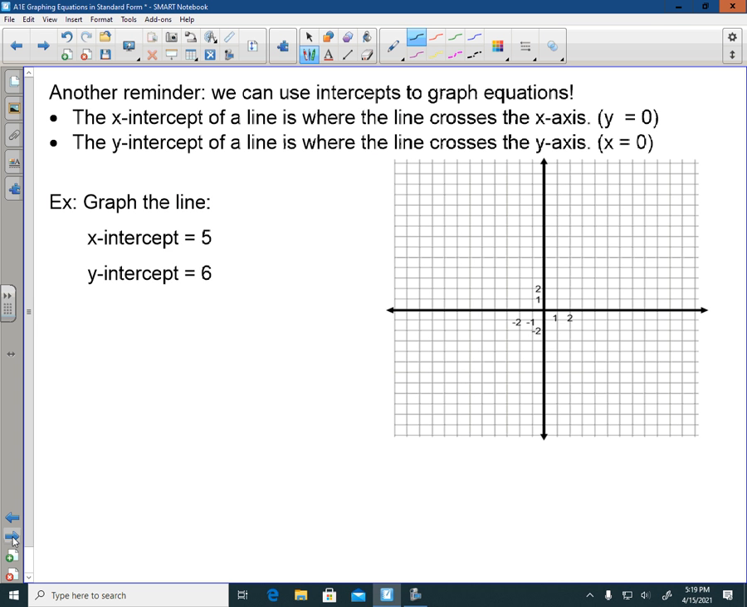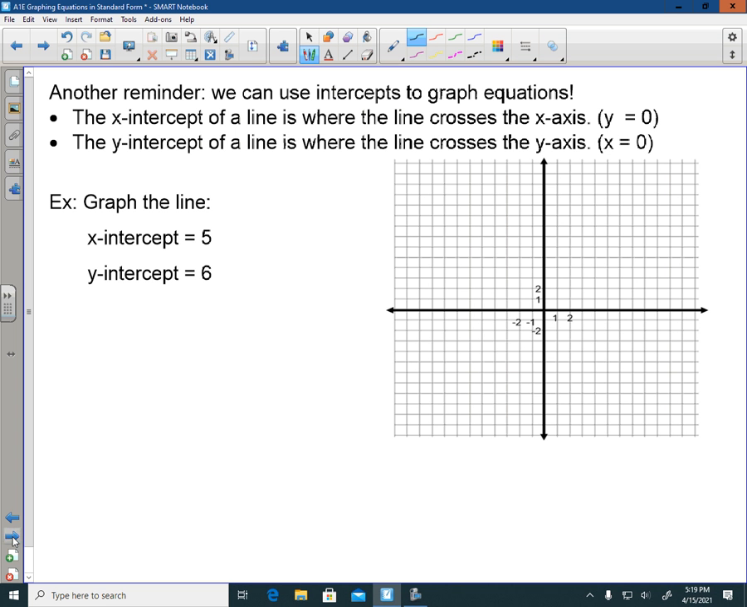So now that we know we're going to be talking about standard form equations, let's remind ourselves that we can use intercepts to graph equations. The x-intercept of a line is where the line crosses the x-axis. In other words, that's where y equals 0. The y-intercept of a line is where the line crosses the y-axis, and this is going to be where x equals 0.